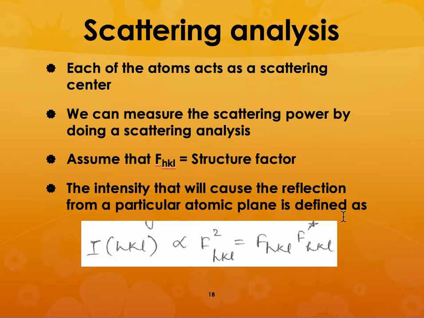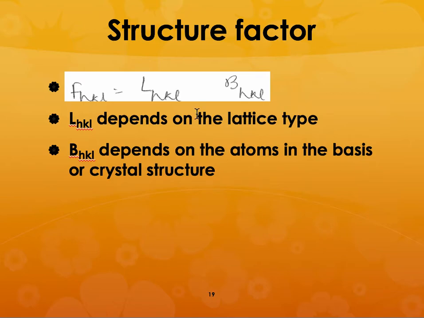And so the intensity is proportional to the square of the structure factor, which is equal to FHKL times F prime HKL. So that is the intensity that will cause a reflection from one particular atomic plane. And this is also where the structure factor is defined as equal to LHKL times BHKL. LHKL will depend upon the lattice type, and the BHKL will depend upon the number of atoms in the basis or crystal structure.